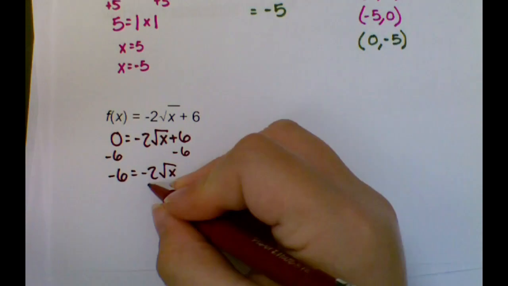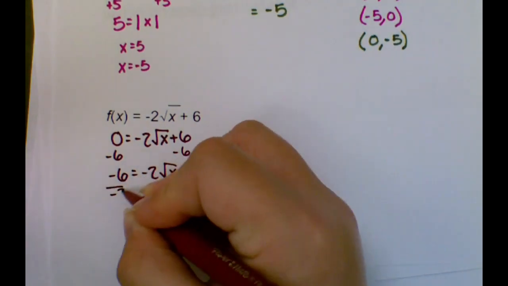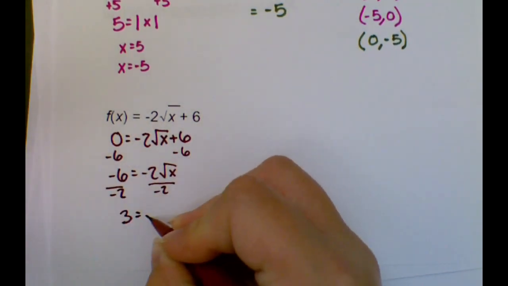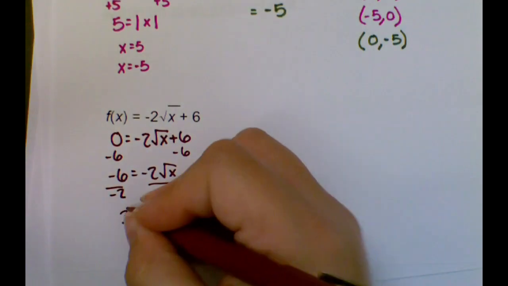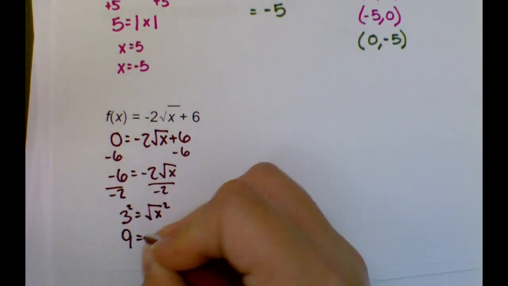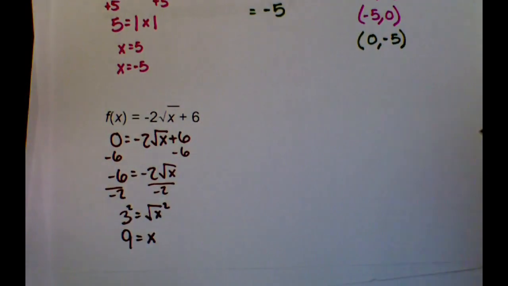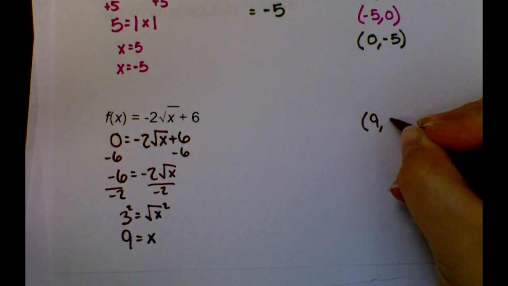And then we'll divide that negative 2 on out. We get 3 equals the square root of x. To undo a square root, we square both sides. We get x equals 9. So there's only one x-intercept. It is (9, 0).